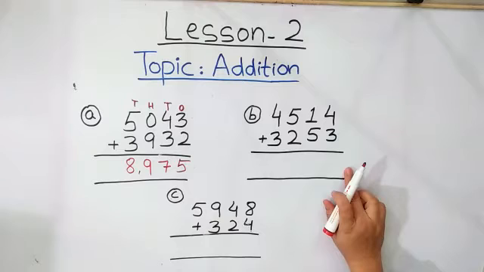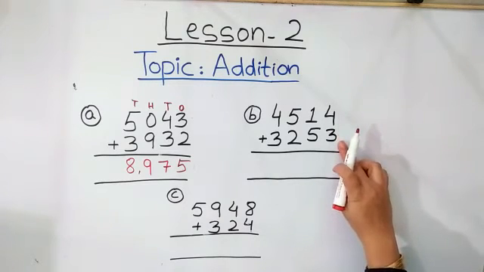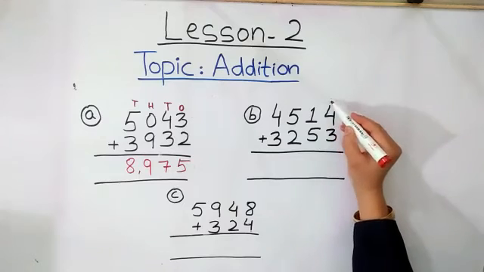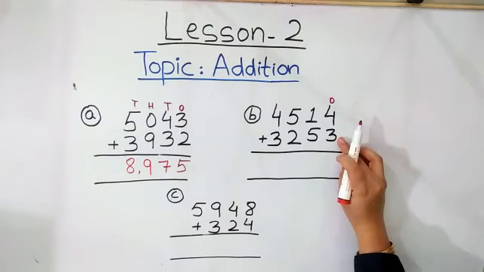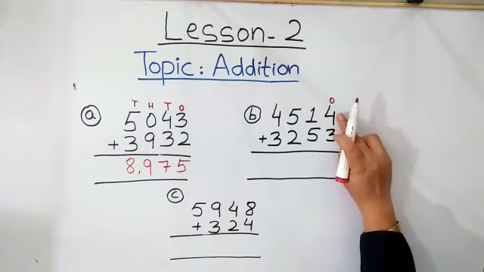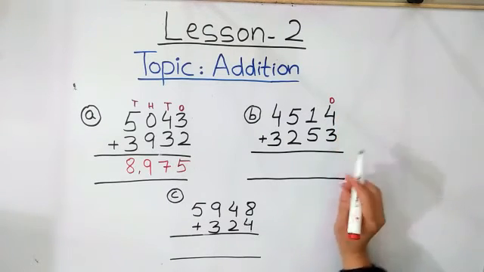Now we are going to solve the second question. From where do we have to start? We have to start by adding the digits which are at the place of ones. So first we add the digits at the place of ones, that are 4 plus 3 equals 7.